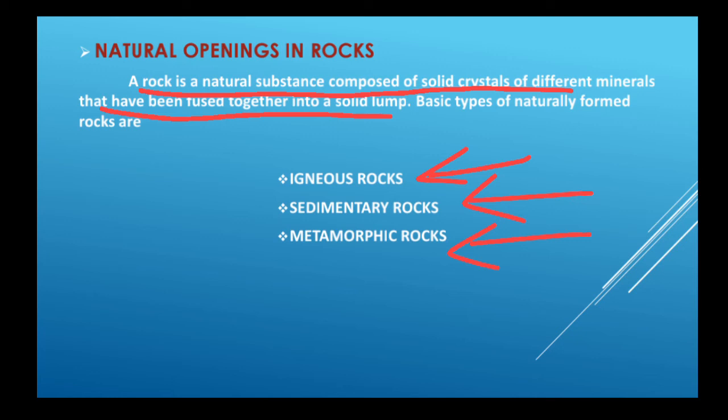So that's why in this case we are going to discuss just a small explanation. We are going to discuss the naturally formed rocks in this class. The first one is igneous rocks. These igneous rocks are volcanic and form from molten minerals.